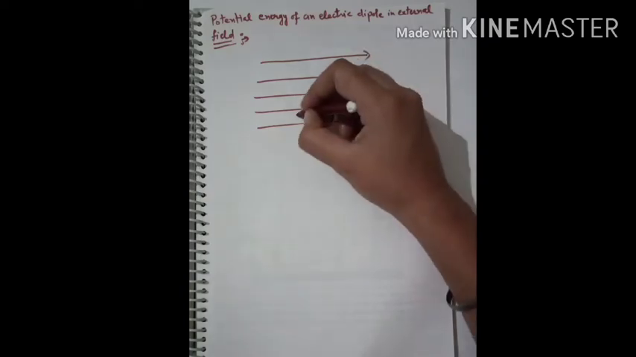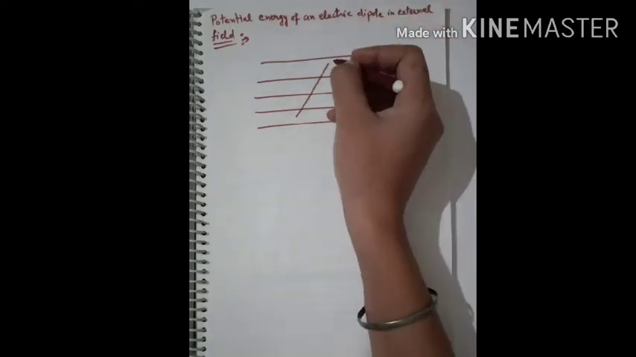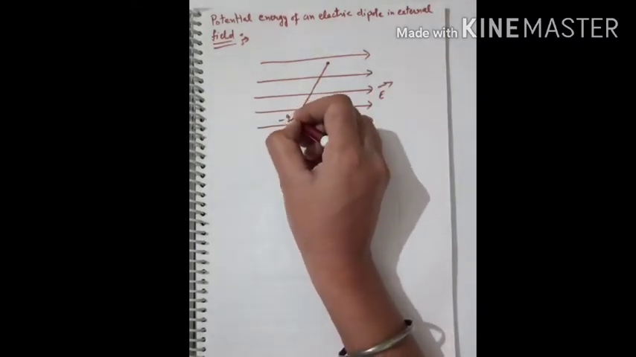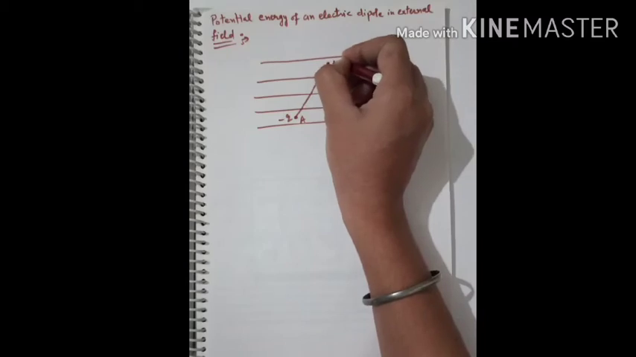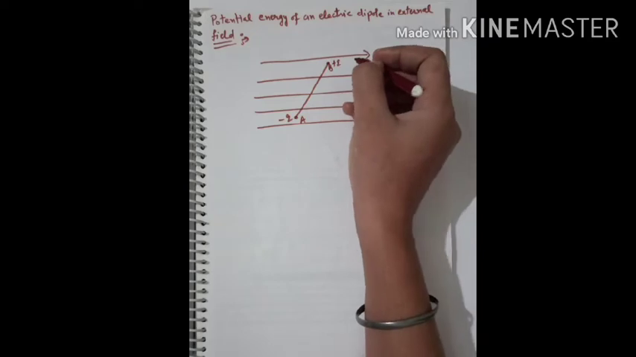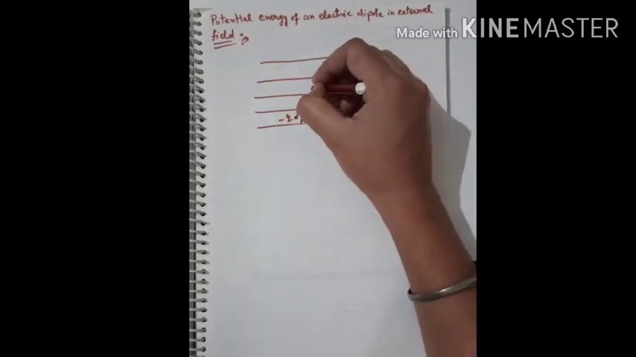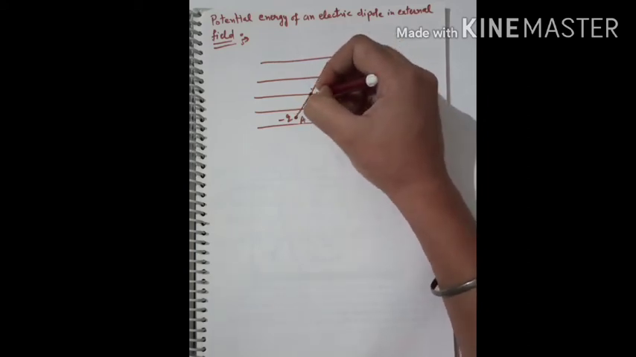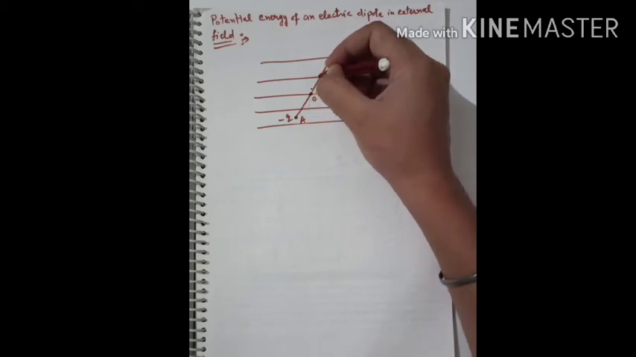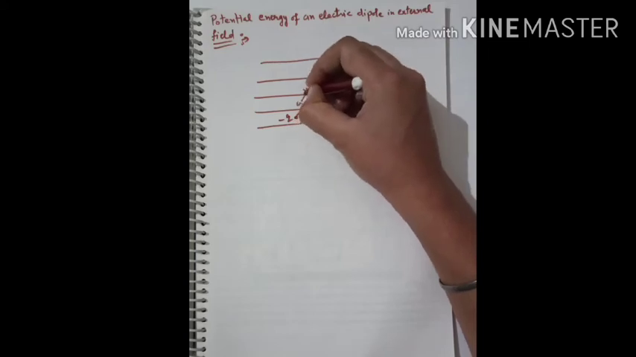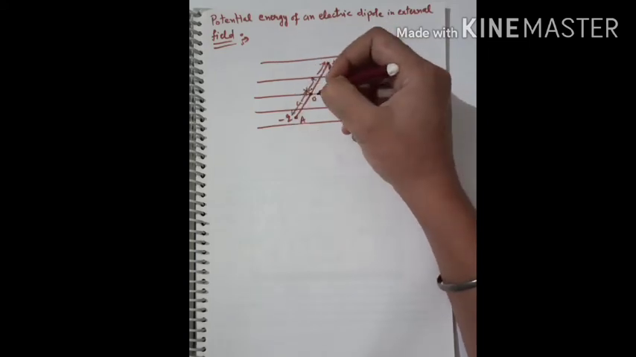Now place an electric dipole in this uniform electric field, having charge minus q at point A and positive q at point B. This is the midpoint of the dipole. O is the midpoint and the length of the dipole is 2a. So this portion is a, this is also a.